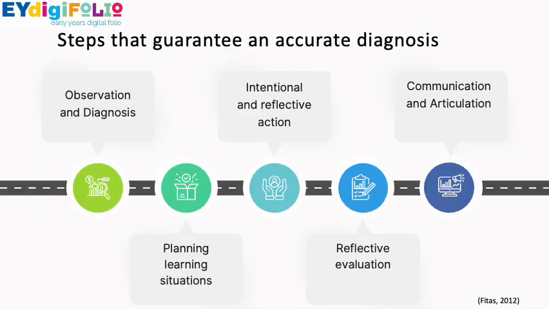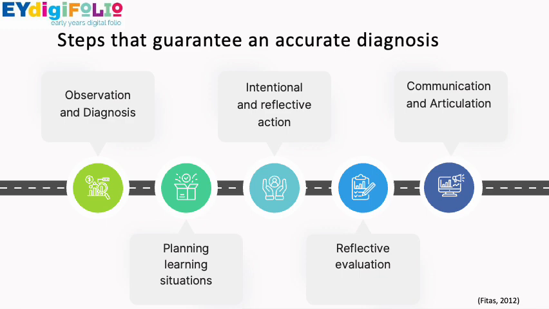According to Fetus, 2012, ensuring an accurate diagnosis in educational settings involves several critical steps. Firstly, thorough observation and diagnosis are essential, requiring educators to attentively monitor and assess children's behavior, skills, and developmental progress. This process must be intentional and reflective, involving deliberate actions and thoughtful consideration of the gathered information. Effective communication and articulation are also crucial, as educators need to clearly convey their findings and insights to colleagues, parents, and the children themselves.